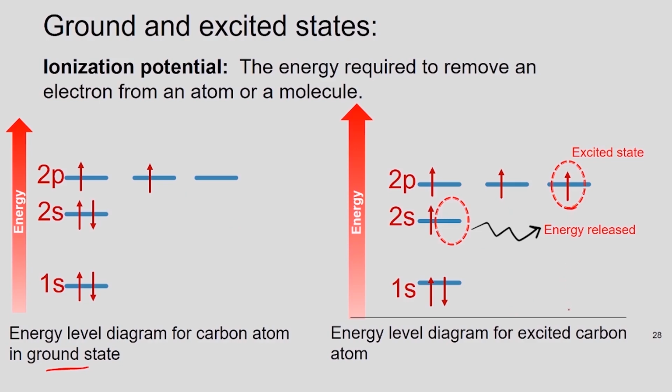In the example on the right, the carbon atom is in the excited state, in which one electron from the 2s gained energy and moved to the 2p vacant orbital. Now, the atom is in the excited state. Usually, an electron in the excited state makes the atom unstable. That is why the electron returns to its ground state and energy is released.